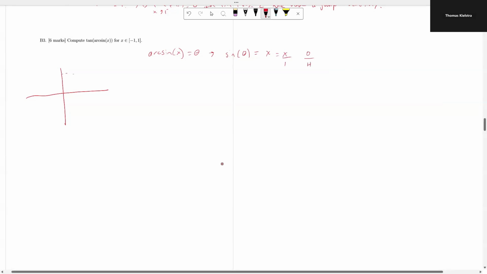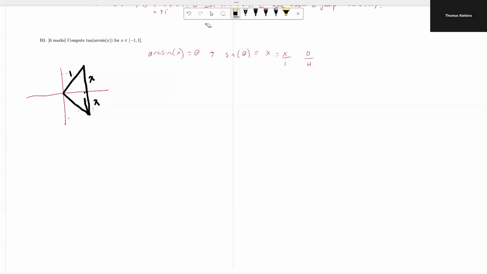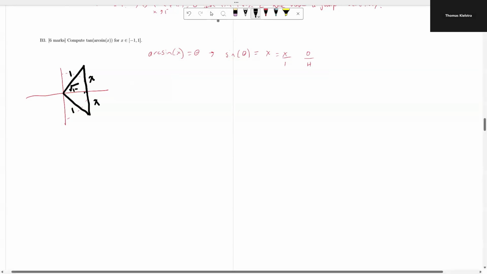So in my interval here, I'm going to have my two possible triangles. I have x and 1. And now when I'm negative, the x goes down here, which is negative, and 1. And in both cases, I get √(1 minus x squared). So these are my two triangles.